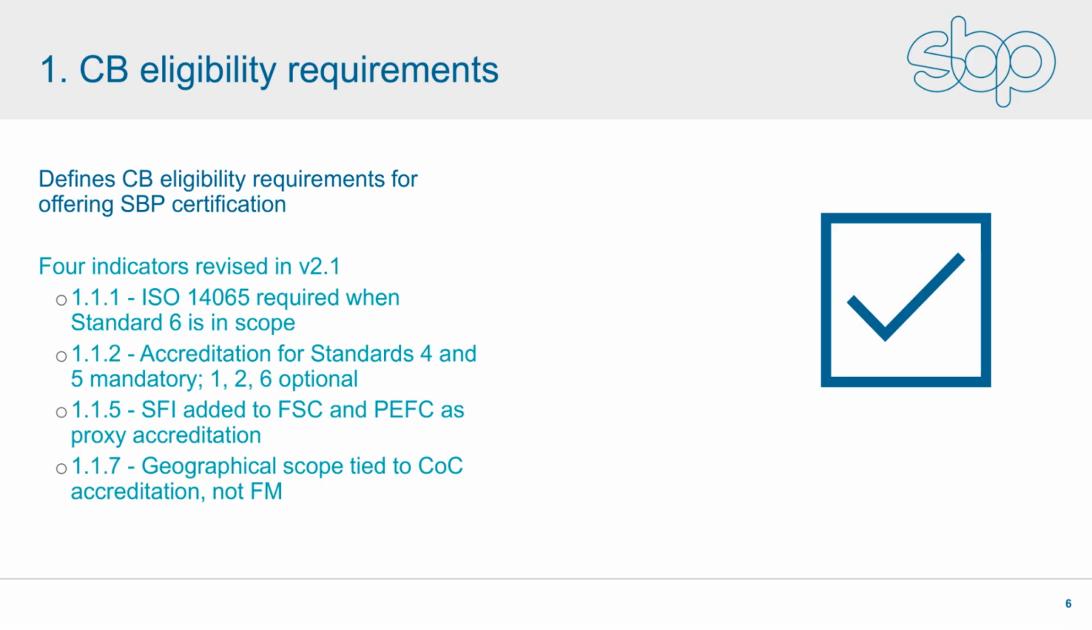And finally, indicator 1.1.7. This indicator used to be ambiguous about whether geographical scope was tied to forest management or chain of custody accreditation. Version 2.1 resolves that. The geographical scope of the SBP accreditation must now match the geographical scope of the CB's FSC, PEFC, or SFI chain of custody accreditation, and it must cover the supply base of the client. Chain of custody is the relevant reference because it aligns with the sourcing standard.